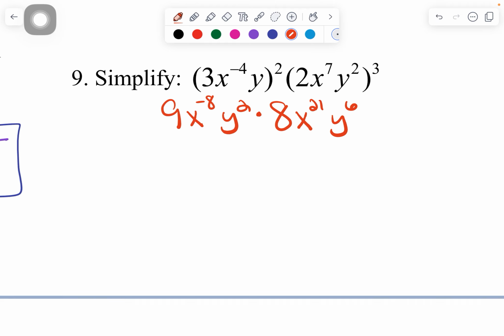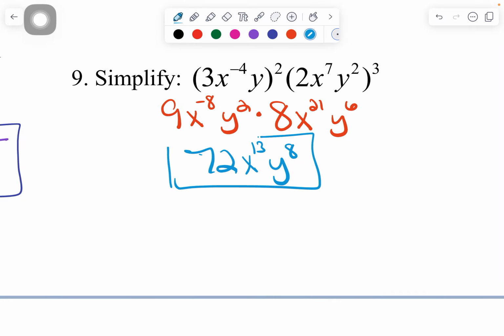We are going to multiply what we can, and then we get to our variables, we're going to apply the product rule, which says if you're multiplying like bases, you get to add the exponents. All right, let's start with the 9 times 8. That's going to be 72. We've got x to the negative 8th times x to the positive 21st. That's going to be x to the, what do I want that to be, 13th? 13 and 8, 7. Yeah, that makes 21. All right. And then y to the 2 and 6 is 8.